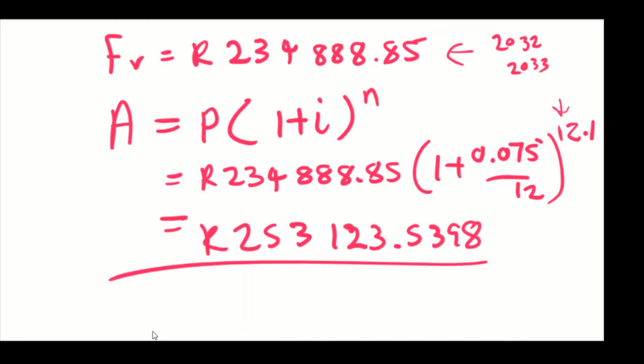253,123.5398, right? So this is the answer, or you can just write it in 1 decimal place or 2 decimal places. It's up to you, as long as that is the final answer. Don't round off during calculations. So yeah, this is the final answer for this problem here.